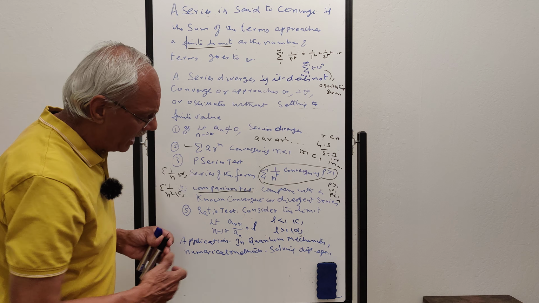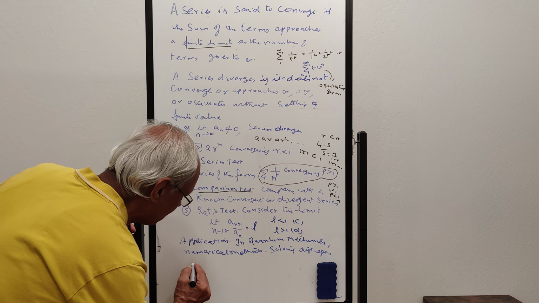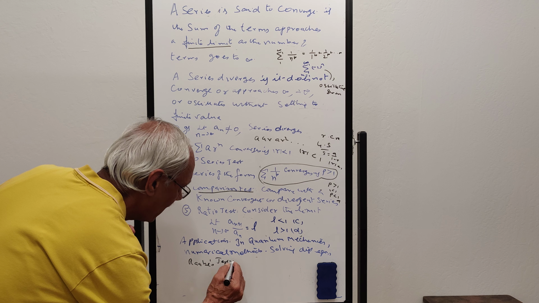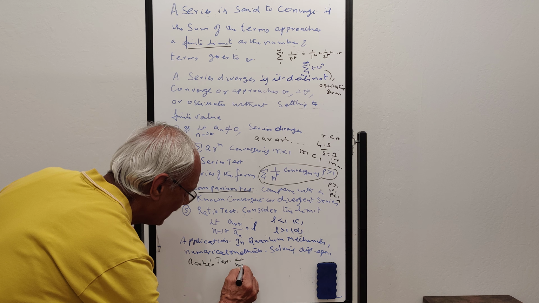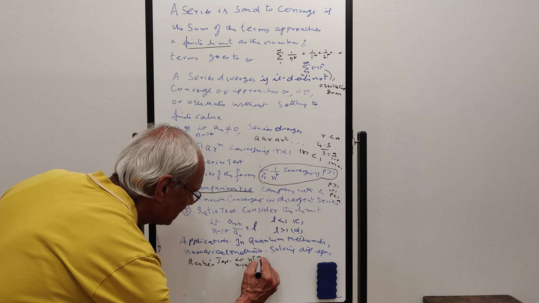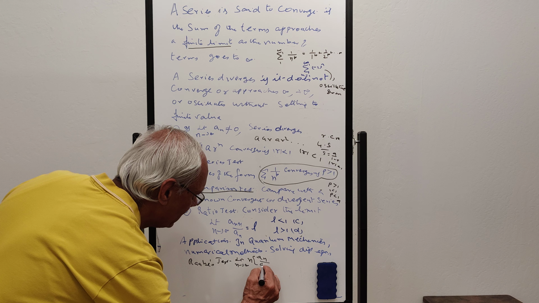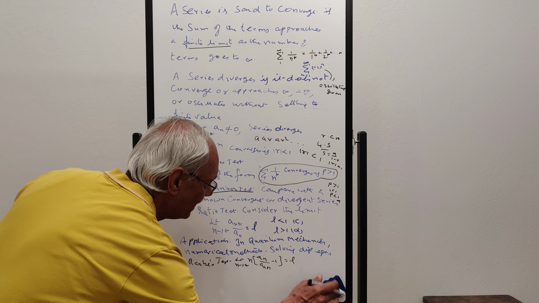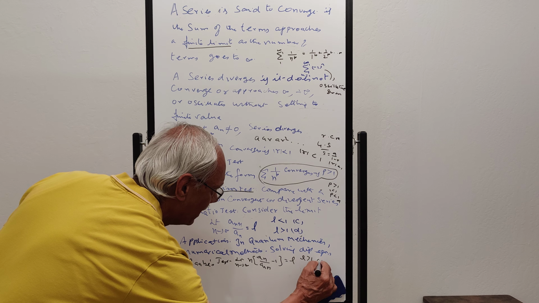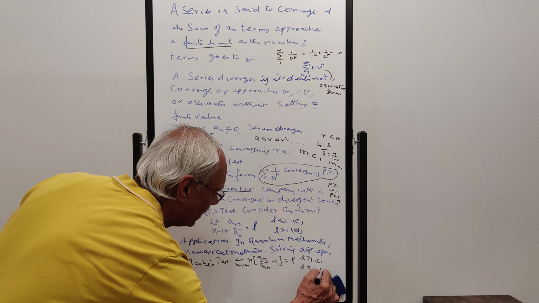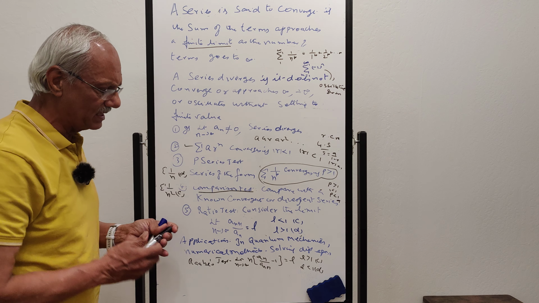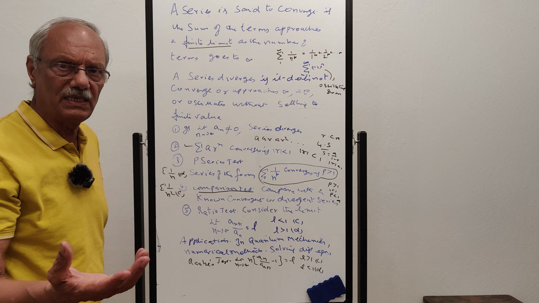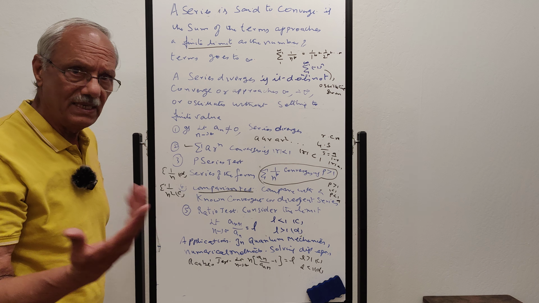And here one more test is there, called Raabe's test. This test is the limit as n tends to infinity of n times (a_n by a_(n+1) minus 1). If it is equal to L, and if L is greater than 1, it converges; if L is less than 1, it diverges. So this is also another test where we apply the convergence and divergence ideas, and they are widely applied.